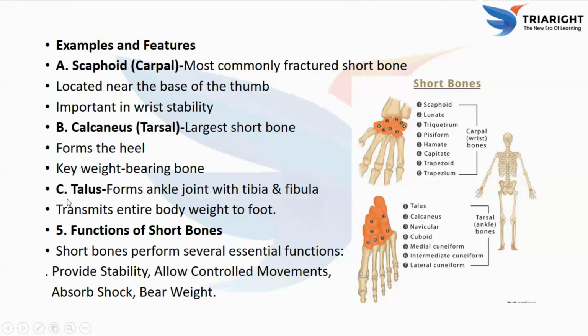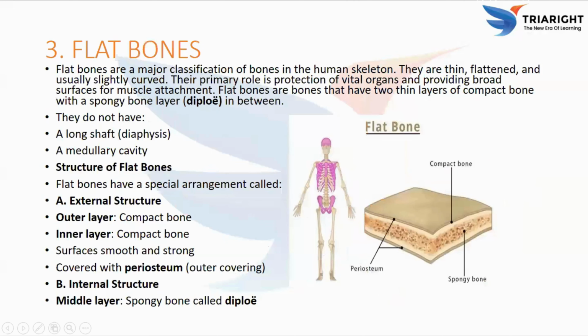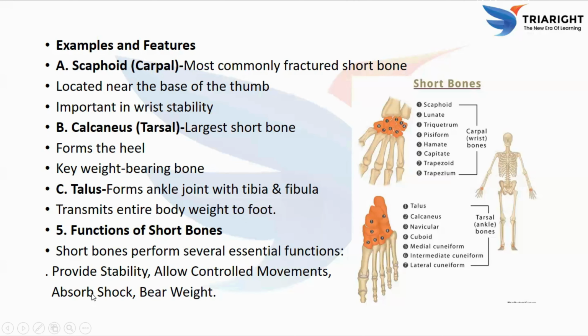So what are the functions of the short bones? Short bones help the body in several ways. They provide stability, allow controlled movements, absorb shock, and also bear the weight. How do they provide stability? They help to stabilize the wrist and ankle. Coming to allow controlled movements, they allow small precise movements, not large movements like long bones do.